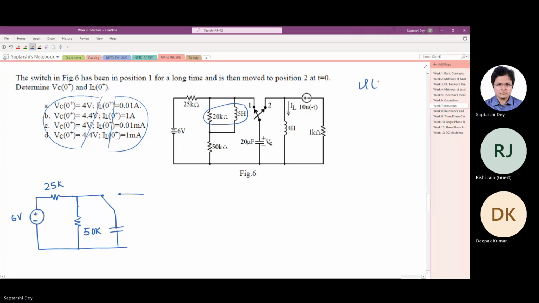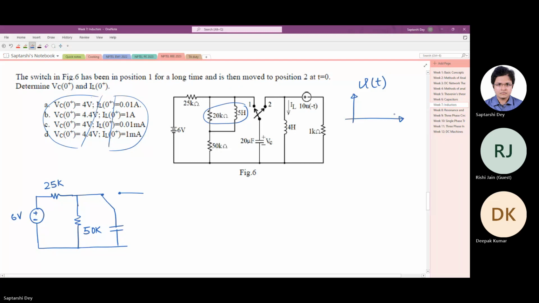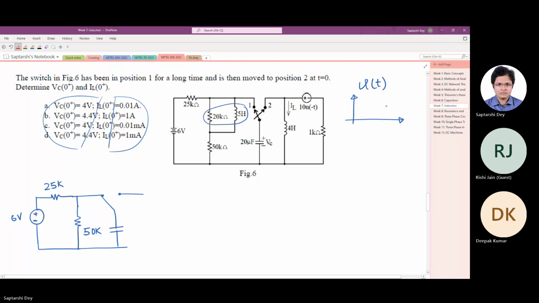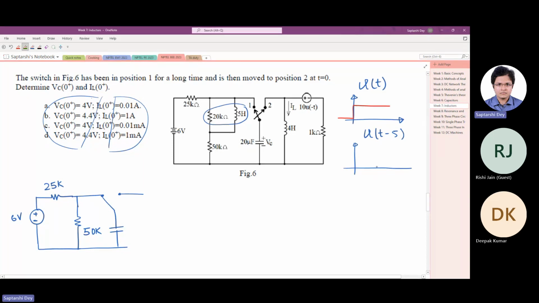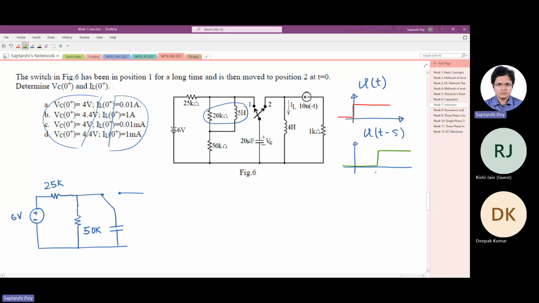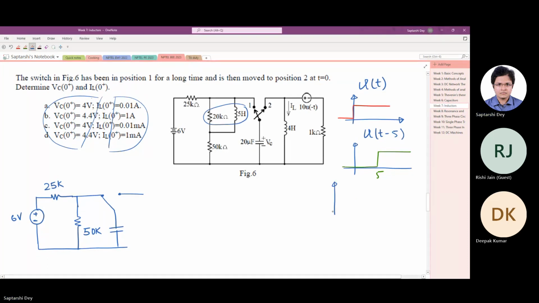See, this u(t) is called a unit step function, which steps at t equals 0. Similarly, if you want to give a step at some other point, what we do is just shift the origin. Say if you write u(t minus 5), that means it steps at t equals 5. Okay, it is possible to synthesize various waveforms using the step function.